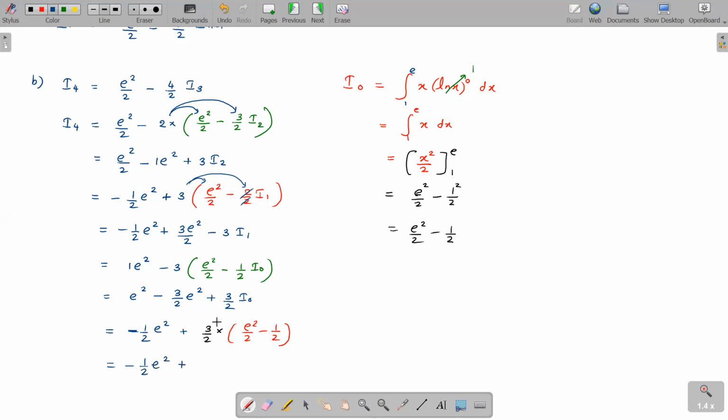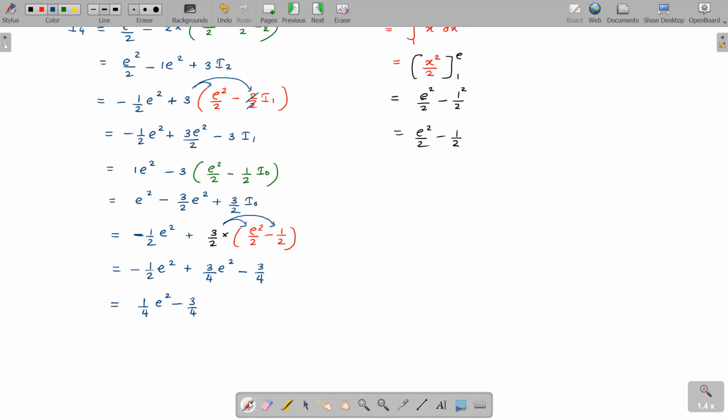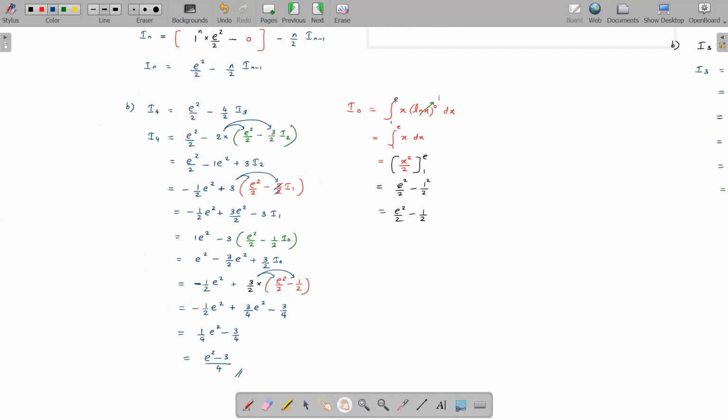Minus half e square. 3 over 2 into e square over 2 is 3 over 4 e square. 3 over 2 into minus half is minus 3 over 4. Do you agree with my working? Minus half plus 3 over 4 gives me 1 over 4 e square minus 3 over 4. So basically 4 is common, right? So it gives me e square minus 3 over 4, which is the show that. This was our show that. Okay.